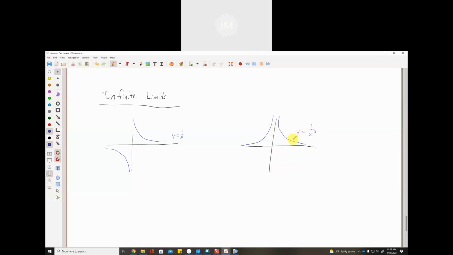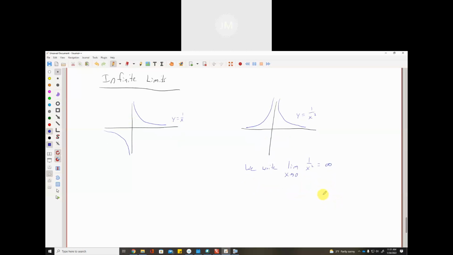So we can talk about what's happening to the function. Here, the function is going towards infinity on both sides of 0. So what we can do is we write the limit as x approaches 0 of 1 over x squared is equal to infinity. And the only way that we can really do that is with the understanding that infinity is not a number.